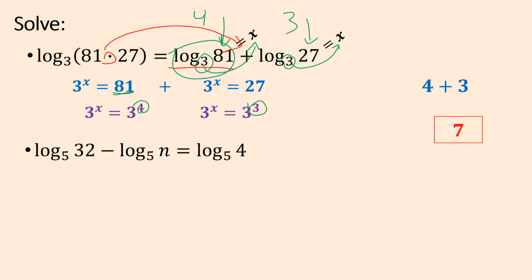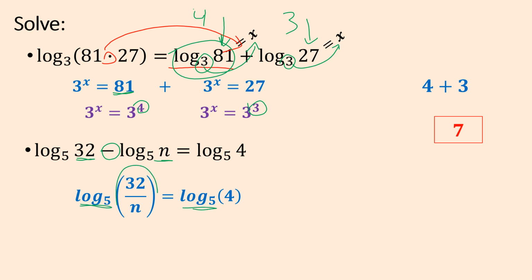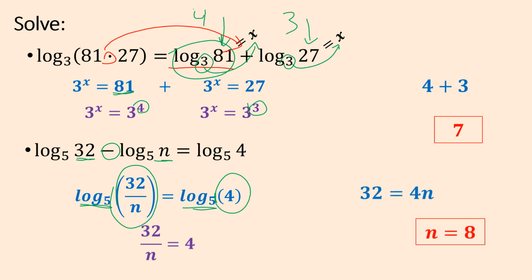This second one, log base 5 of 32 minus log base 5 of n equals log base 5 of 4. Subtraction, we could rewrite as division and just put both of these inside a single log. Log base 5 of 32 over n equals log base 5 of 4. These are the same, which means we can get an equation. 32 over n equals 4. Cross multiply, solve it out, n equals 8.